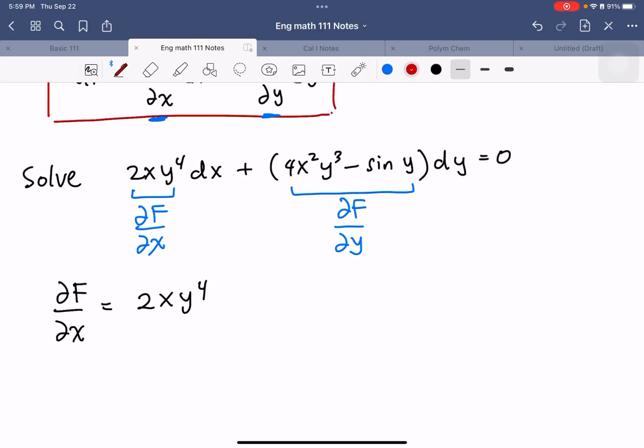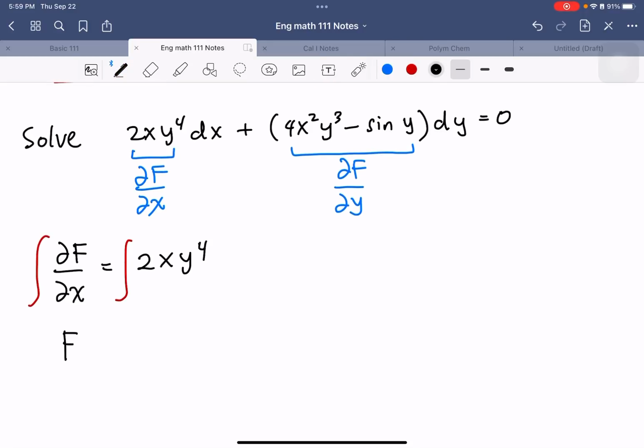Then try to integrate, okay, so that we get at least f. And then what should we integrate with? Integrate with x, okay, with x. So we add the x here. So we will have x squared y power 4. But does it have another component?